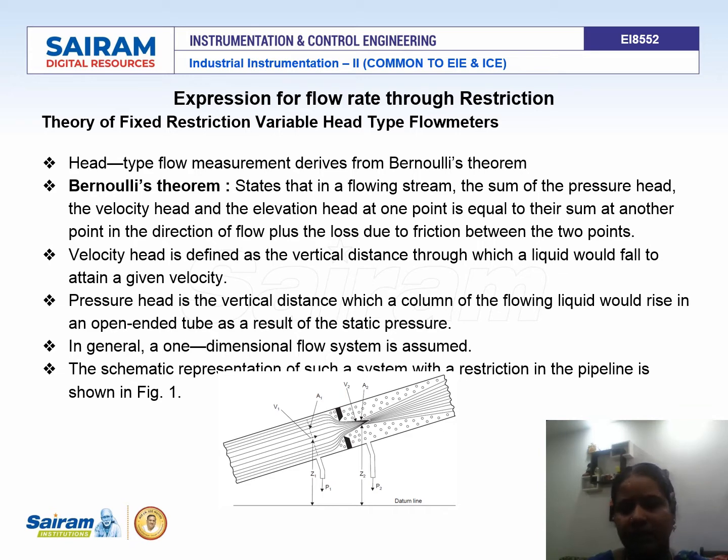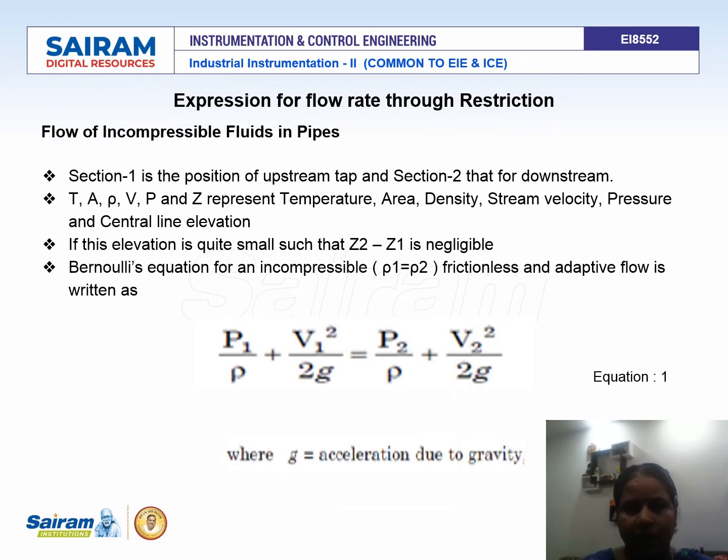In general, we will discuss a one-dimensional flow system. Then we are going to see the flow of incompressible fluids in pipes. So first we look into the upstream tap as section 1, and section 2 is our downstream tap. T, A, rho, V, P and Z represent the temperature, area, density, stream velocity, pressure and centerline elevation. This elevation difference is quite small, so Z2 minus Z1 is negligible.